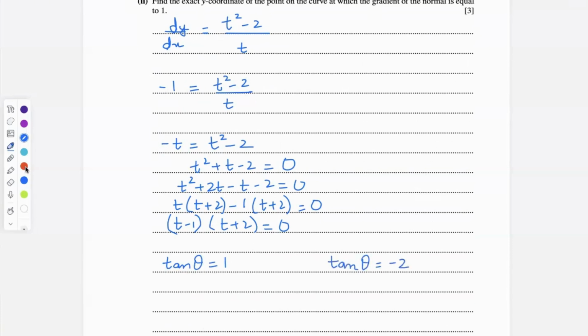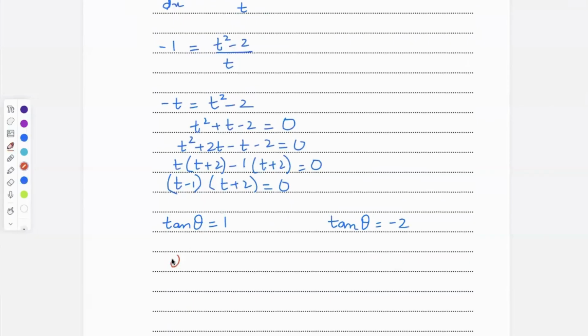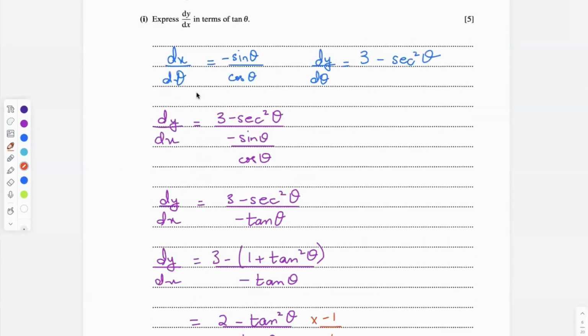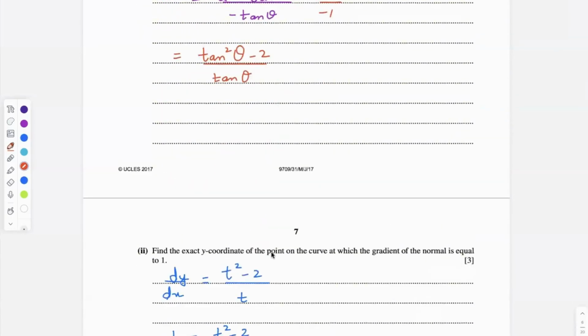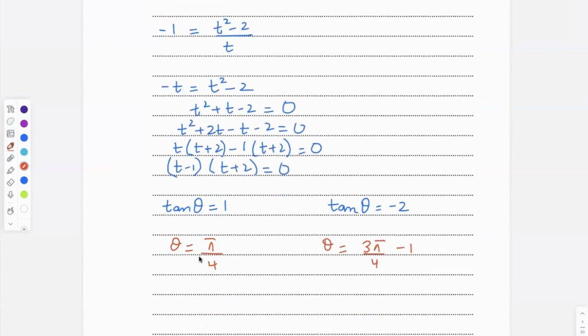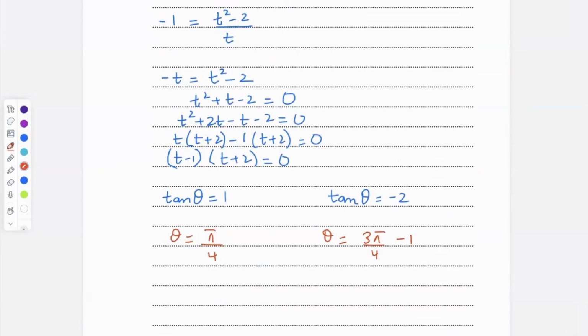Now substituting these values in the calculator, tan inverse of 1 will become theta equals pi upon 4. And taking tan inverse of minus 2, we'll get theta equals 3 pi upon 4 minus 1. Now, as the limits for the value of theta are from 0 to 1 upon 2 pi, we'll only have these two values of theta as a final answer.